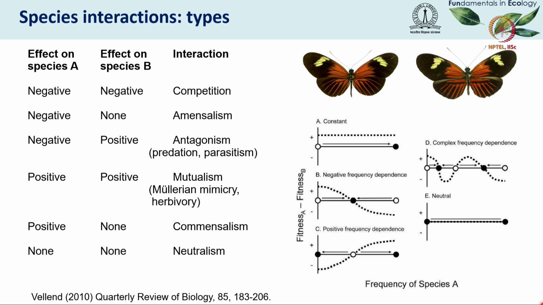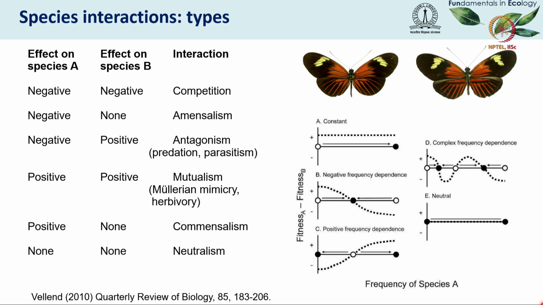You would have heard the term species interactions over and over again in the context of ecology, and how species interactions are very important in determining the structure and the function of ecological communities. Right, so let's talk about some of these interactions today.